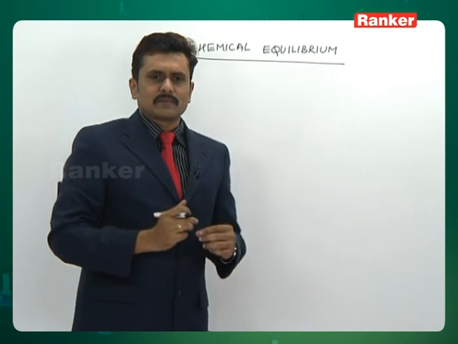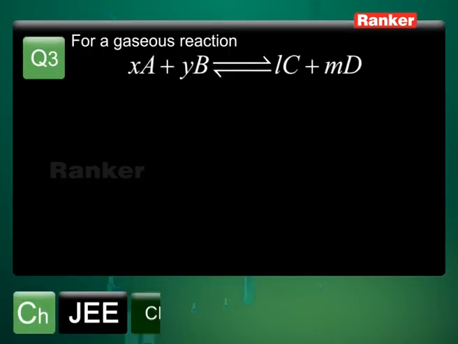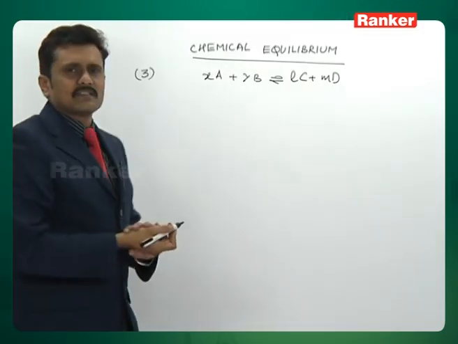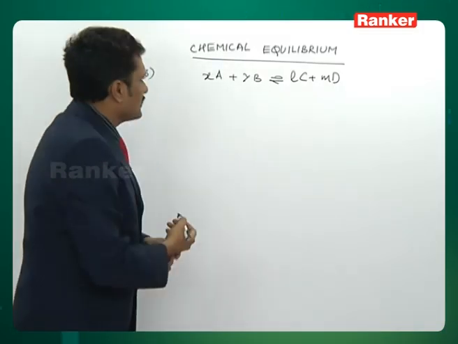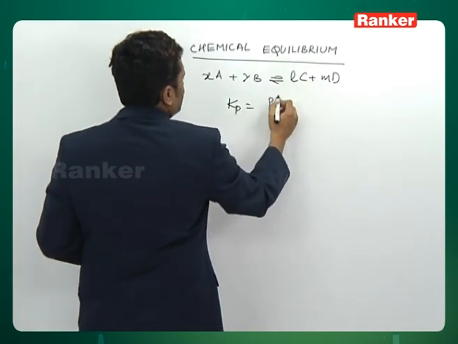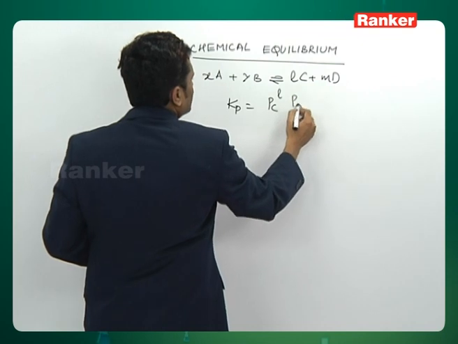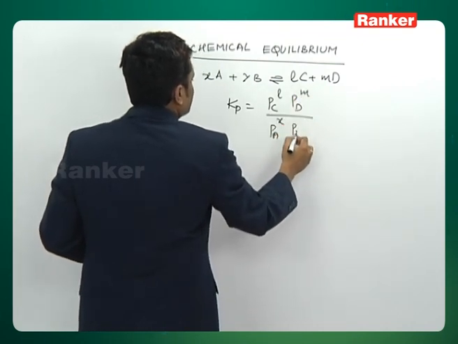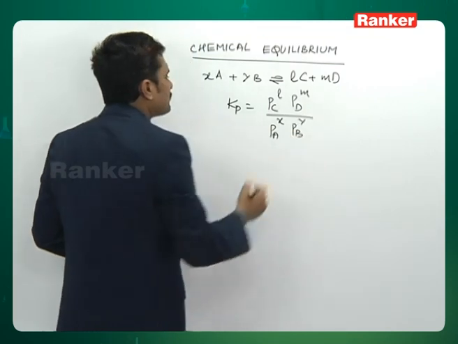So, you are given an equilibrium reaction in a gas phase. Here L moles of C and M moles of D has reacted. Then you have been asked to get the relationship between Kp and Kc. Now when I am writing the Kp for this expression, partial pressure of product raised to the power their stoichiometric coefficient divided by partial pressure of the reactant raised to the power their stoichiometric coefficient.